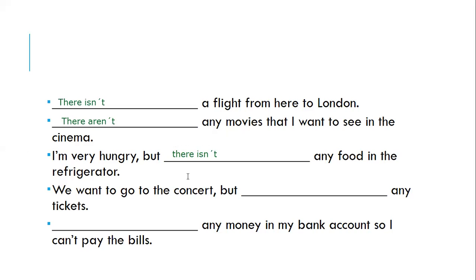So we have, there isn't a flight from here to London. Okay, thank you. Let's see the next one. Number two. There aren't any movies that I want to see in the cinema. Okay, perfect. How about number three? There isn't. Okay, so we have, I'm very hungry, but there isn't any food in the refrigerator. So how about the next one? There aren't. Okay, so we have, we want to go to the concert, but there aren't any tickets. So how about the next one? There isn't. So we have, there isn't any money in my bank account, so I can't pay the bills.